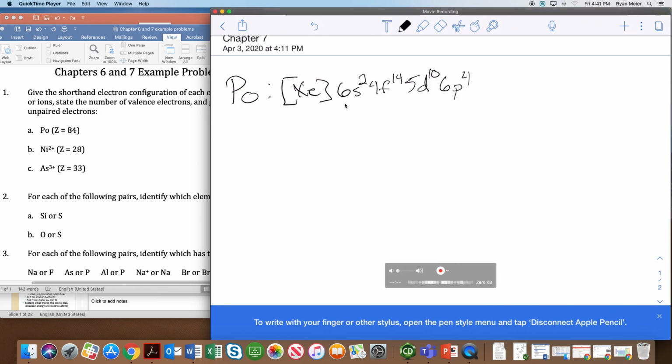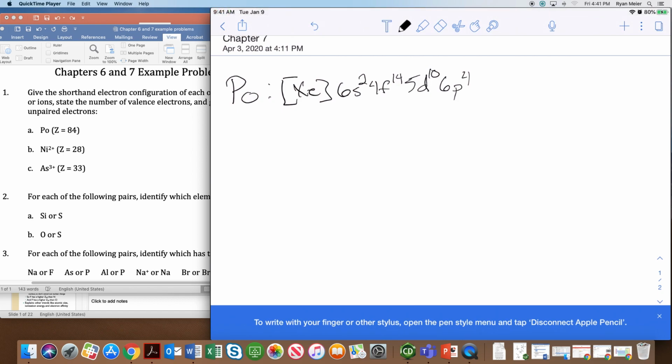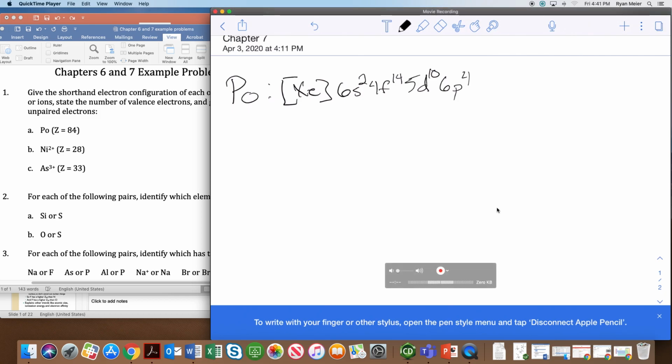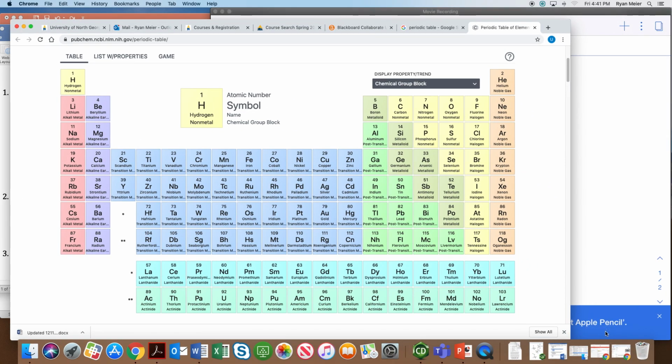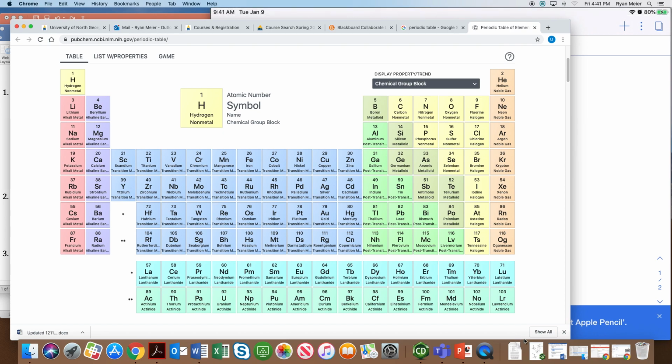So we can find the number of valence electrons from the electron configuration. It's basically everything that's your outermost electrons. We can also get it, I think, more easily by looking at the periodic table. So I'll show that first and then relate that back to the configuration.